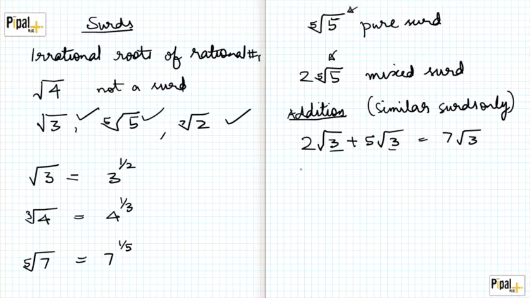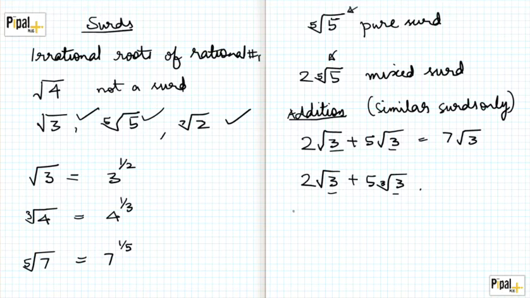However, what I cannot do in addition is something like this. 2 root 3, I cannot add to 5 cube root of 3. Why? Because this part and this part are not the same. Therefore, they are not similar surds. Therefore, I'll just have to leave it as it is. I cannot simplify them unless, of course, I find the cube root of 3 out and multiply it by 5. So simple addition of surds is possible only if the surds are similar.